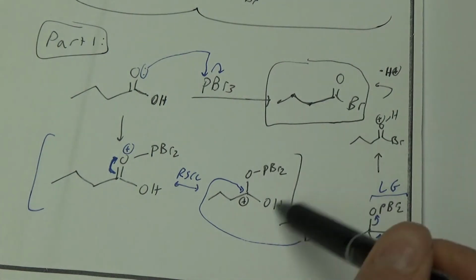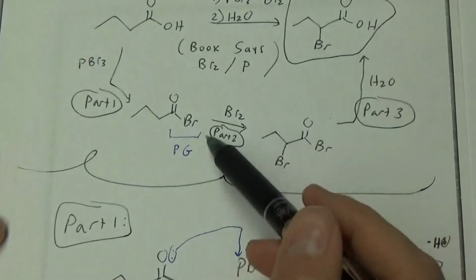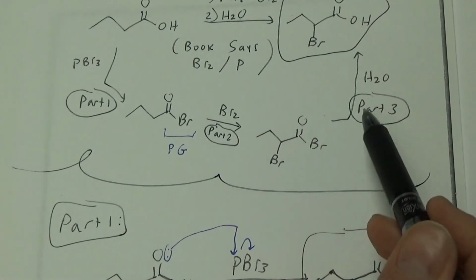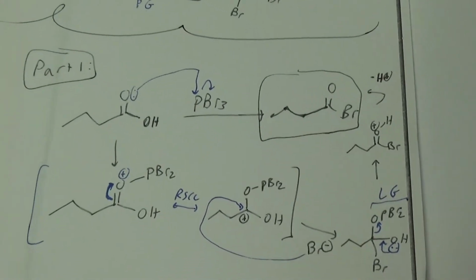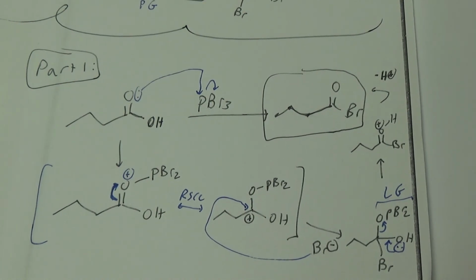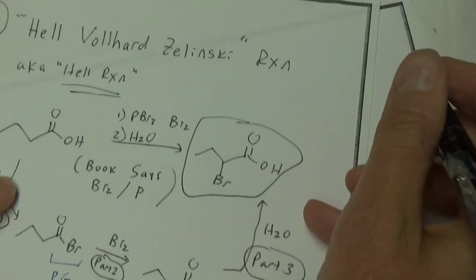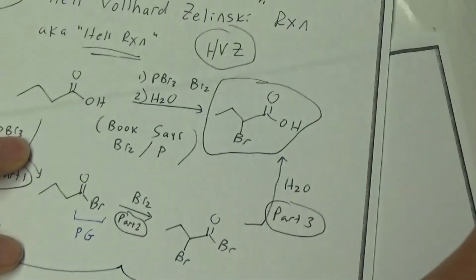So next time we'll just finish it up. It's really easy. Part 2 just attaches the bromine, and then part 3 hydrolyzes the acid bromide. That's the initial part of the Hell-Volhard-Zelinsky reaction, or the HVZ reaction.